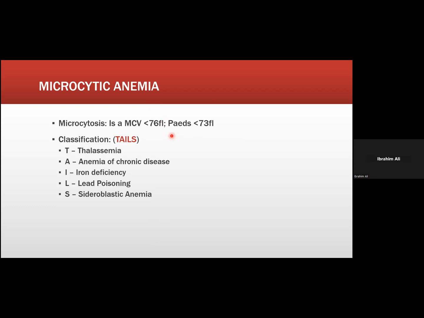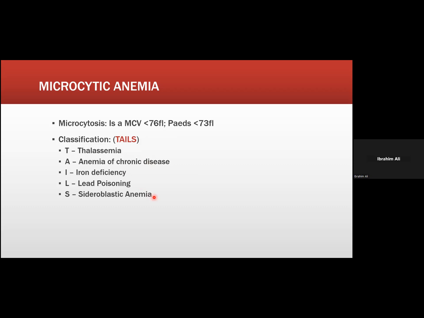So when you see the patient has microcytosis is when the MCV is less than 76 femtoliters. That is for adults. But for peds, the range is a bit lower, when it is below 73 femtoliters. So for the examples of microcytic anemia, I like to use the mnemonic TAILS. T is for thalassemia, A for anemia of chronic disease, I for iron deficiency anemia, L for lead poisoning, and S for sideroblastic anemia.